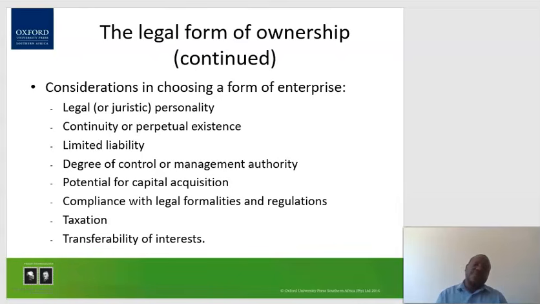So these are some of the factors that as potential entrepreneurs or as business management students, we need to know before we can decide on which form of business enterprise is better in these particular circumstances.